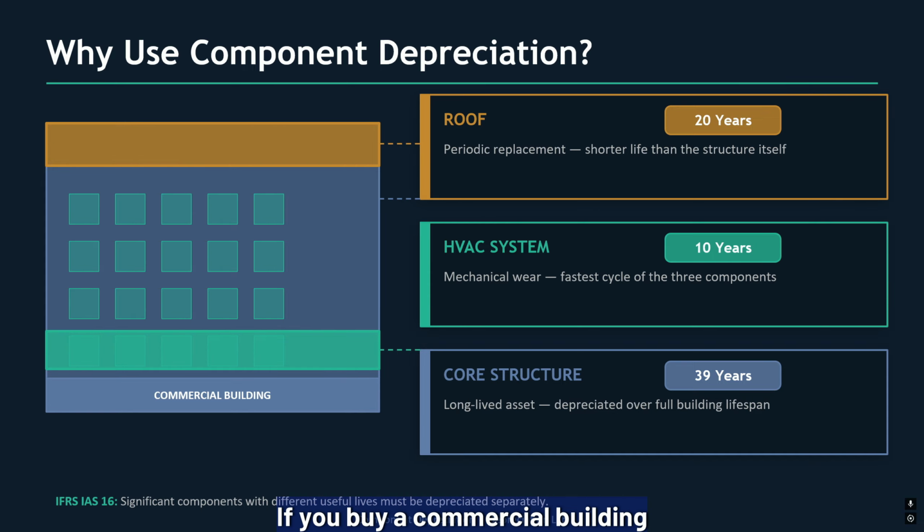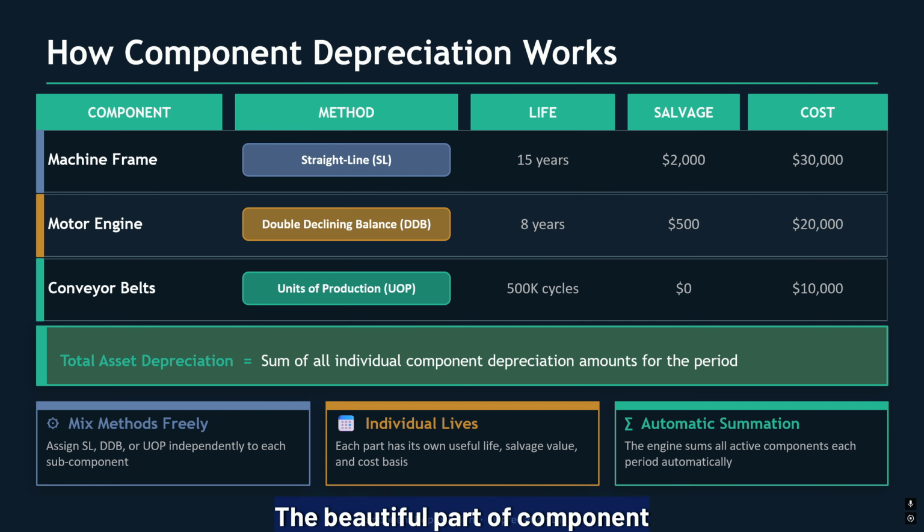Why do this? Because complex assets often have parts with vastly different useful lives. If you buy a commercial building, the core structure might last 40 years, but the HVAC system might need replacing in 10 and the roof might need replacing in 20 years. Under international accounting standards like IFRS 16, you are required to depreciate these significant components separately to reflect how economic benefit is consumed.